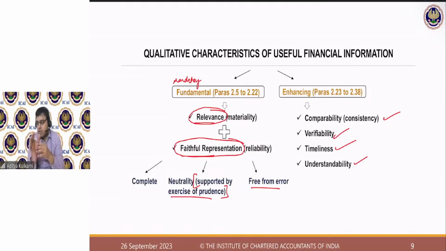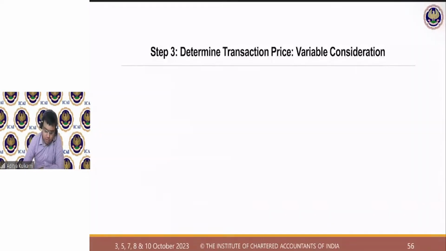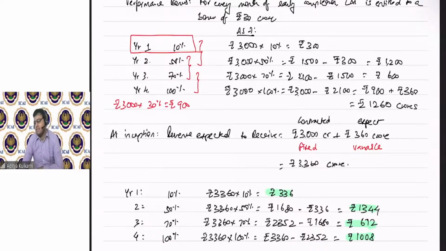Answer to that is no. And because the answer to faithful representation ends up being no, have you complied with the conceptual framework at the time of preparing your financial statement? Answer is no. And therefore, in view of so many issues, what Ind AS 115 tells us is, go ahead, be confident. If you feel you can get that bonus of 360 crores because you are completing the contract within a span of 4 years instead of 5 years, please go ahead and recognize it. Please go ahead and recognize it on a percentage completion method.